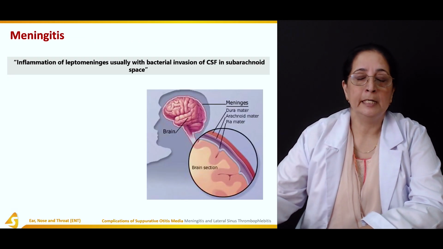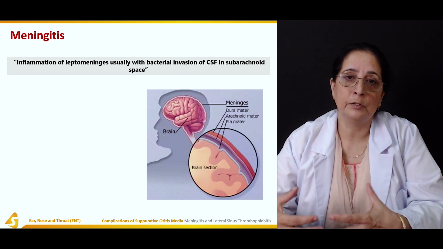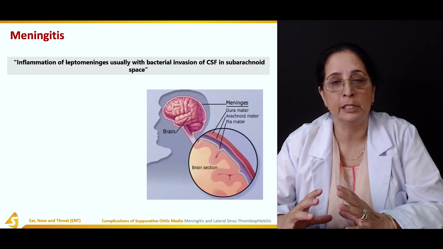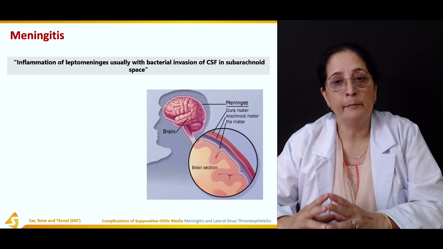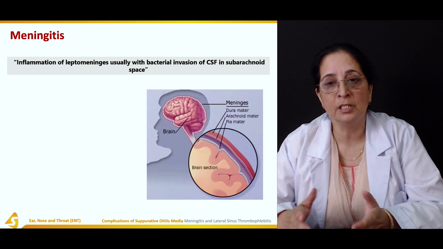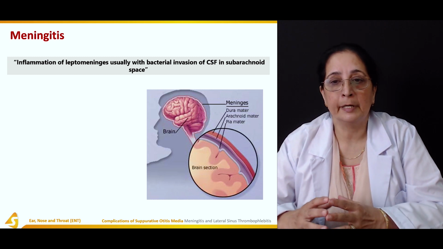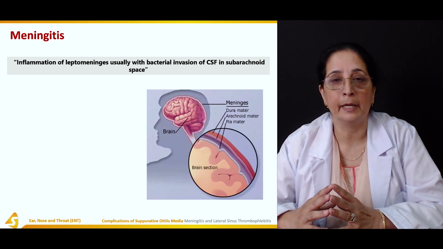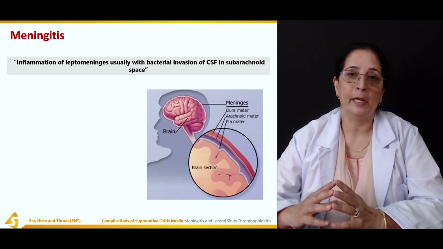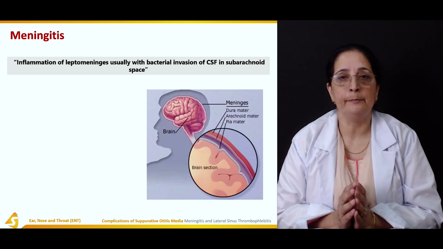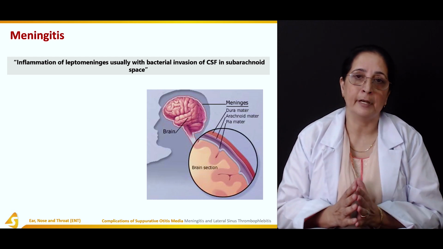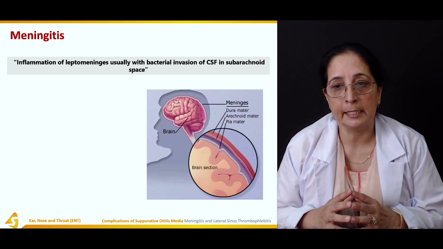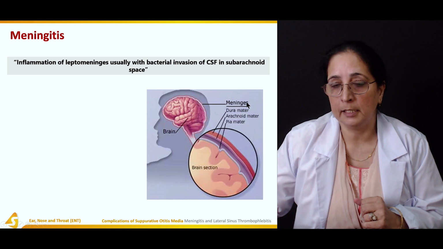So first, meningitis. We said this word many times in our previous sections also. Meningitis is the inflammation of meninges with bacterial invasion of cerebrospinal fluid in the subarachnoid space. So when the infection reaches the meninges, which are the coverings of the brain and spinal cord, it can cause meningitis. These are the meninges.